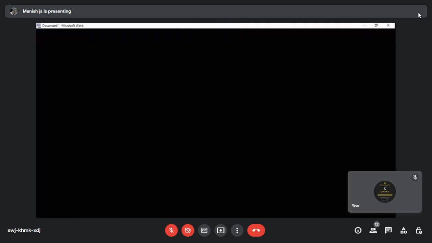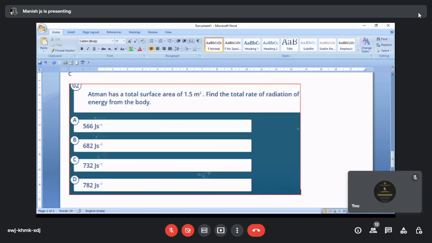Okay, next question. Try it, students. A man has a total surface area of 1.5 meter square. Find the total rate of radiation of the energy from the body. Surface area is given. They are asking you the rate of radiation.